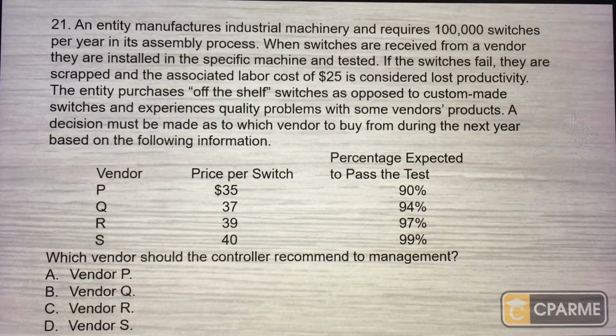Is it vendor P, vendor Q, vendor R, and then vendor S? So the requirement of the industrial machinery is 100,000 switches. But under that, notice here, there are percentages expected to pass the test. For vendor P, 90% will pass, 94% for Q, 97% for R, and 99% for S. So there are some switches that will be scrapped and will entail an additional cost of $25.